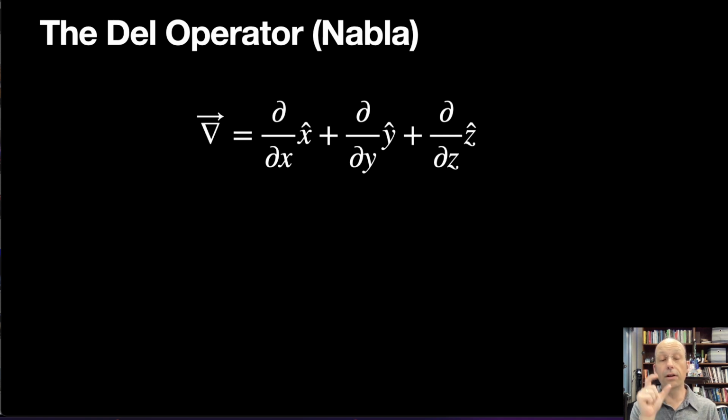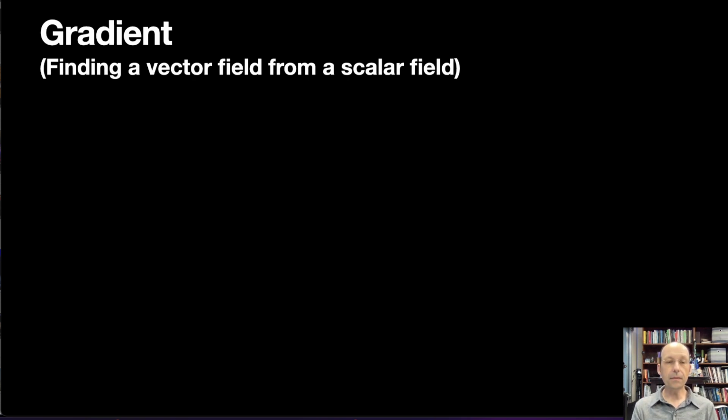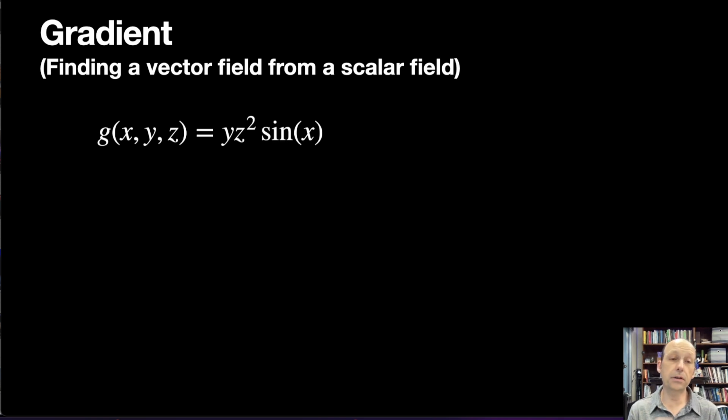In Cartesian coordinates, it's the partial with respect to x in the x direction plus the partial with respect to y in the y direction plus the partial with respect to z in the z direction. So I'd write it like this, right? So that's the way I like to write it. So let's use this del operator to take a scalar function and find a vector field, and we call this the gradient. So suppose I have this function.